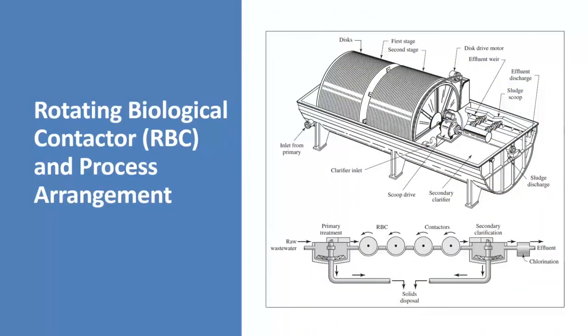This is the rotating biological contactor process arrangement. So they have the disk, the first stage and the second stage, and the drive motor for the disk. They also have the effluent weir, the effluent discharge, the effluent scoop, the sludge discharge, and the secondary clarifier.